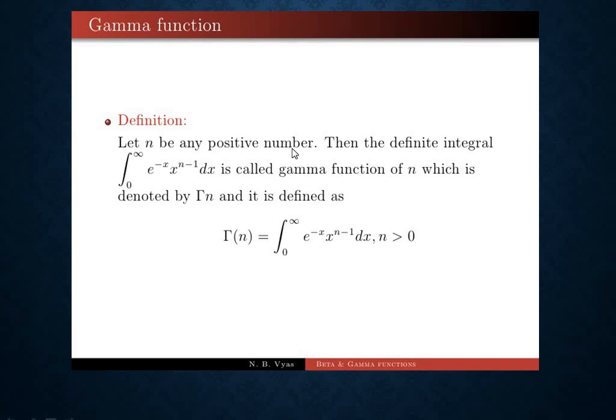Let n be any positive number, then the definite integral from 0 to infinity of e power minus x, x power n minus 1 dx is called the gamma function of n, which is denoted by gamma of n, and it is defined as gamma of n is equal to integral 0 to infinity e power minus x, x power n minus 1 dx, where n is greater than 0. Okay, so this is the definition of the gamma function. Gamma of n is equal to integral 0 to infinity e power minus x into x power n minus 1 dx, n greater than 0.